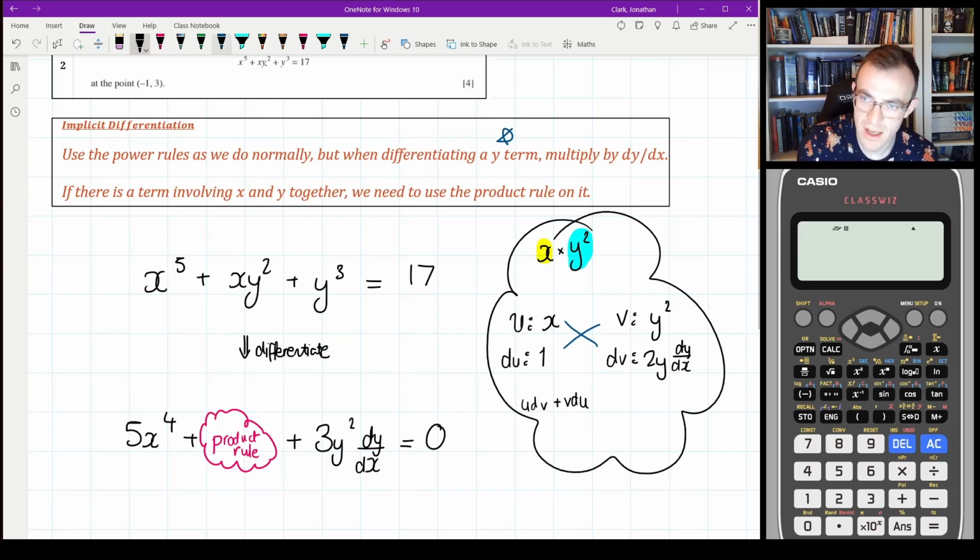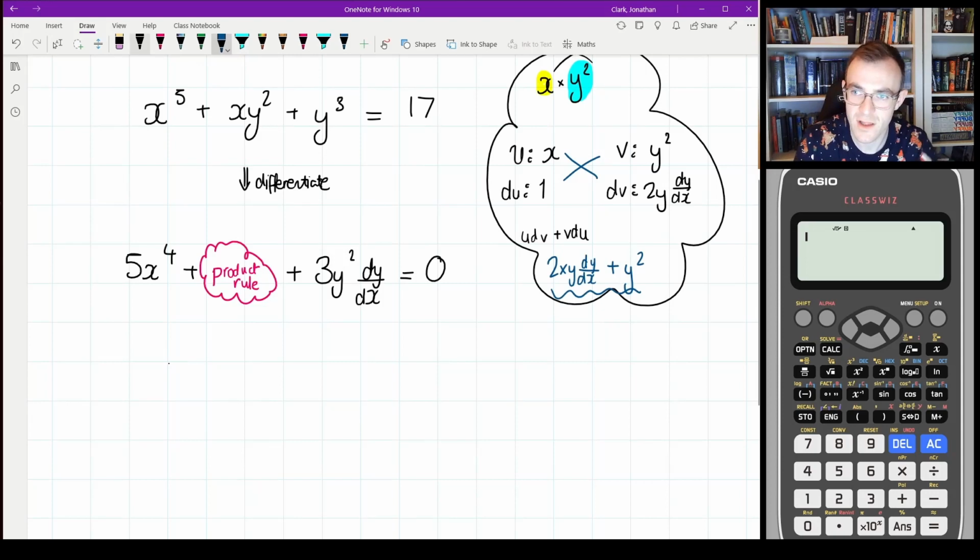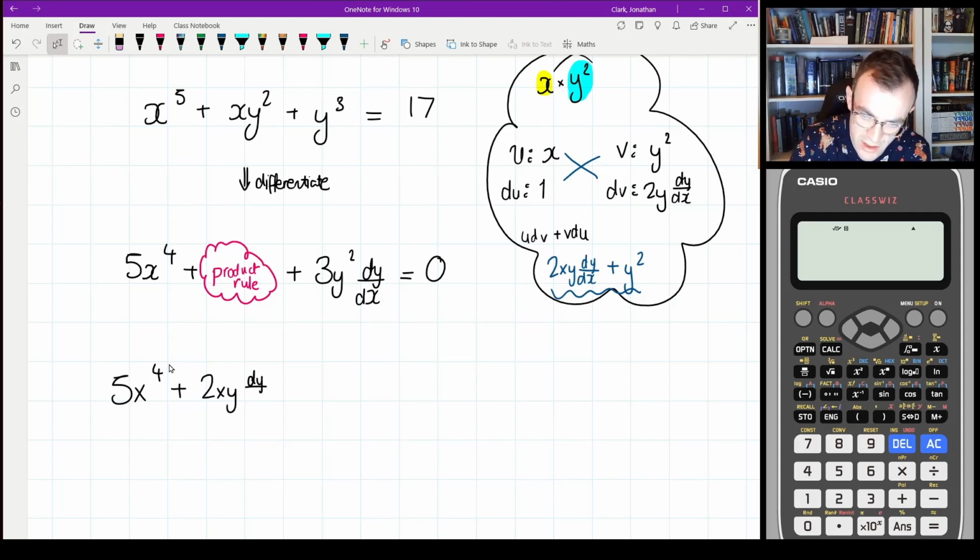That's going to work out as follows. x times 2y dy/dx is 2xy dy/dx, plus v du is just y squared. There we go. So that is what's going in place of this pink cloud over here: 5x to the 4 plus 2xy dy/dx plus y squared plus 3y squared dy/dx. All right, lovely.